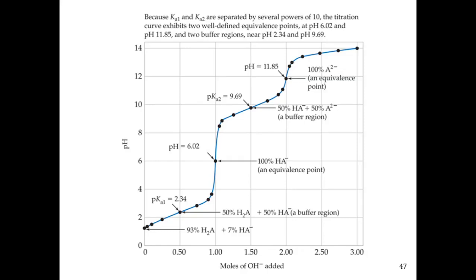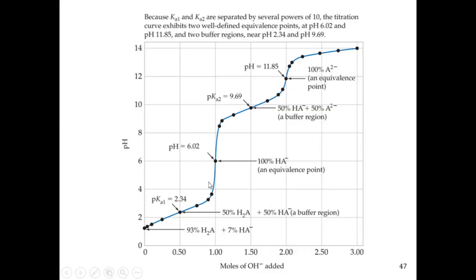Okay, so what if we have a polyprotic acid? What if we have an acid that has more than one proton? Well, in that case, the curve is going to be very similar. But what you'll notice is, here's one titration curve, and that leads straight into the next one. So we would have pKa1, pKa2, and if we had a third acidic proton, we could have a pKa3.